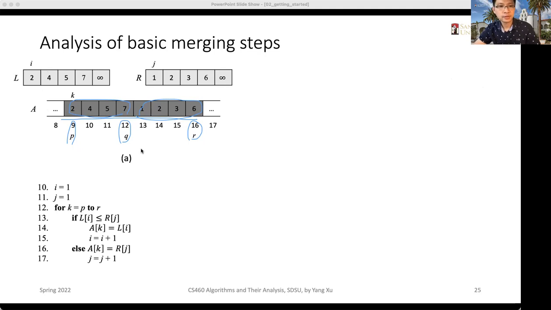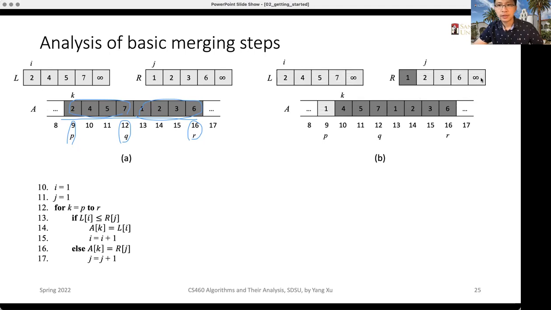All right, let's look at an example here. Okay, so that's the first iteration, right? Because we compare the Li and Rj and found that Rj is smaller. So we copied the Rj to AK, which is here, right? And we increment j by 1, which means we will remove the R1, right?